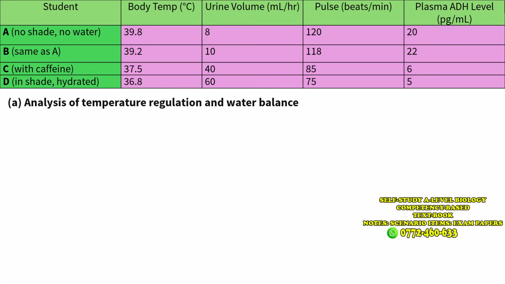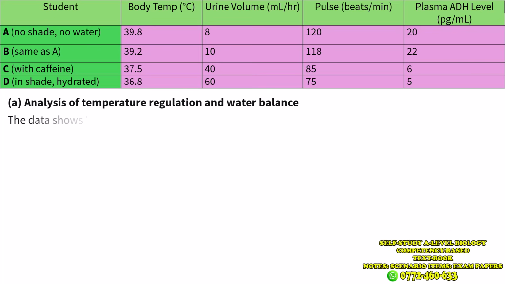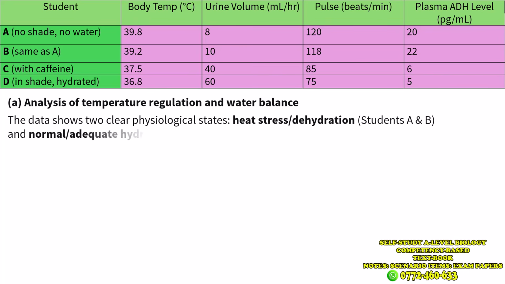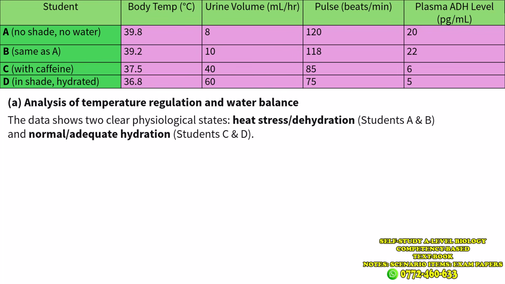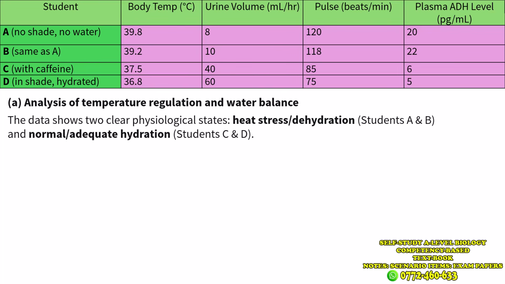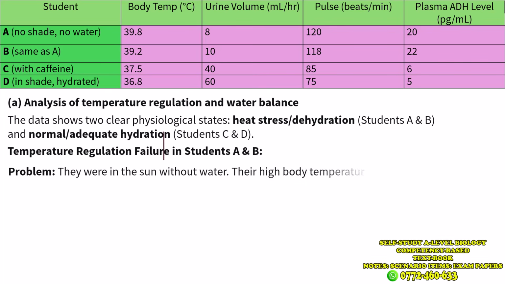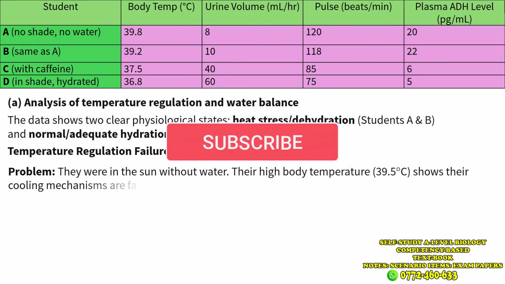Analysis of temperature regulation and water balance. The data show 2 clear physiological states: heat stress, students A and B, and normal adequate hydration, students C and D. Temperature regulation failure in students A and B. Problem: they were in the sun without water. Their high body temperature shows their cooling mechanisms are failing.